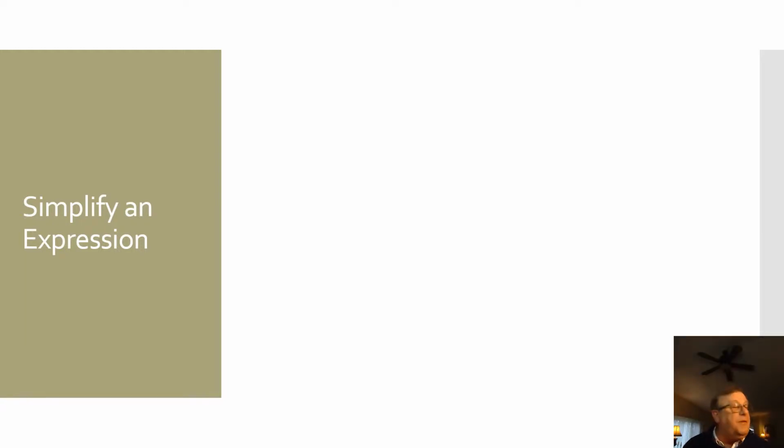Well, now we're going to simplify a trigonometric expression using trigonometric identities. Shall we see what we have to work with here? So here we've got the tangent squared of theta, and then in parentheses, the cotangent squared of theta minus the cosine squared of theta. We're trying to simplify this thing.